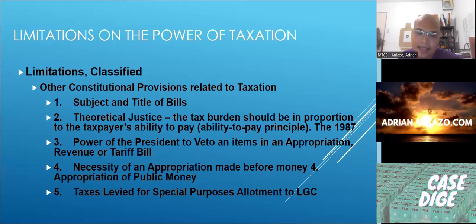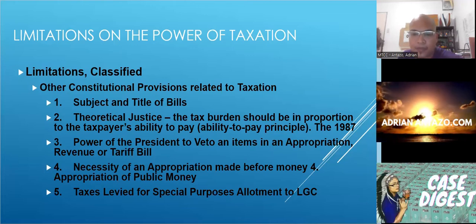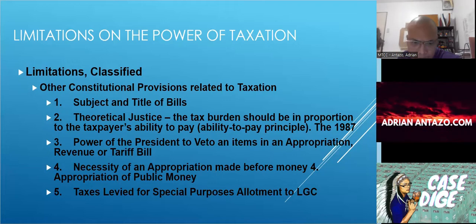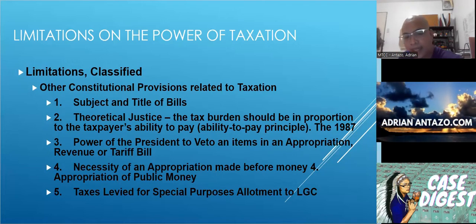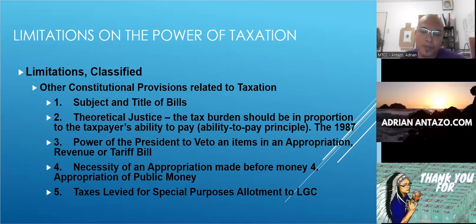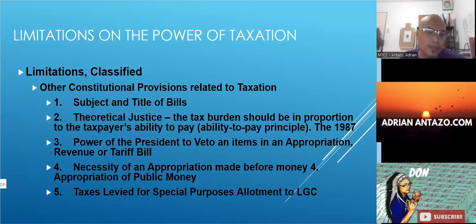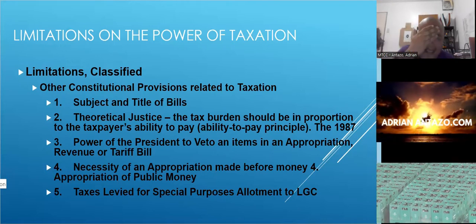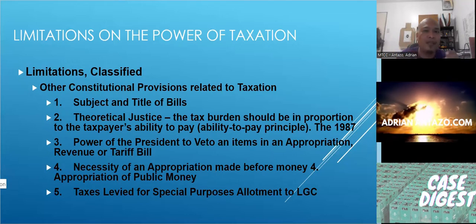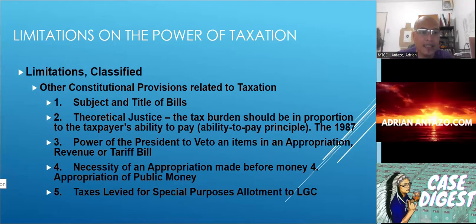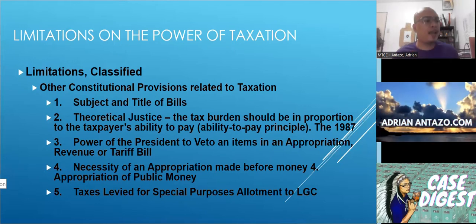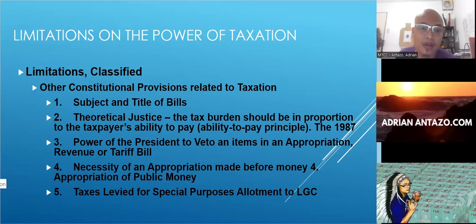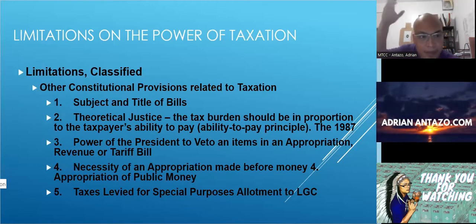Next is necessity of an appropriation made for money. Appropriation for public money. Next is tax levied for special purposes allotment to the local government unit. Kaya nila gustong mangyari yung federalism. Kasi ang nangyayari sa atin, lahat ng koleksyon ng bawat bayan dito sa Pilipinas nire-remit sa BIR. Ngayon, sa BIR, kinokolekta yan, then kung magkano yung nakolekta ng BIR, yun yung binabalik doon sa mga tao. So, umaakit muna sa central government, then after yun, bababa.